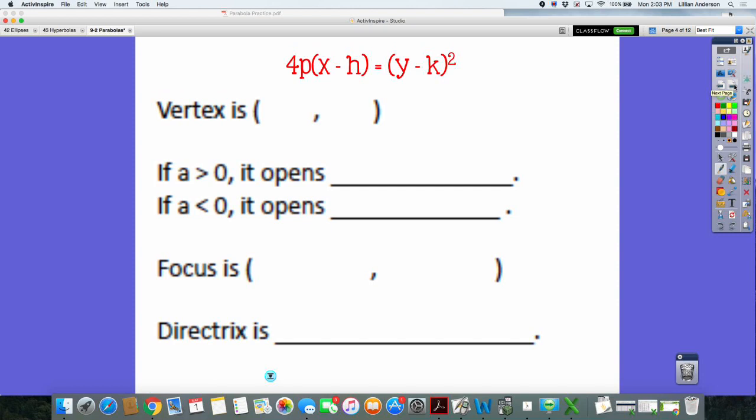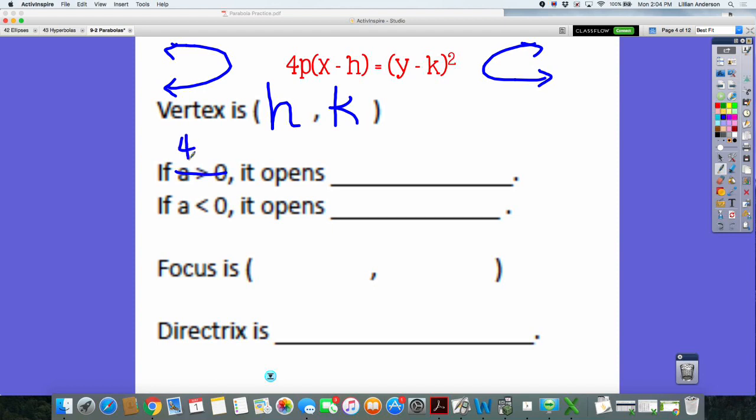So it's going to open left or right if the y's are being squared, as you guys can see here. The vertex is still going to stay the same. It's still going to be (h, k), so whatever those values are, those are still going to be there. Change this again. If 4p is greater than 0, then we know it's going to open up to the right, so it's going to look like this one here. If it's less than 0, it's going to open to the left.